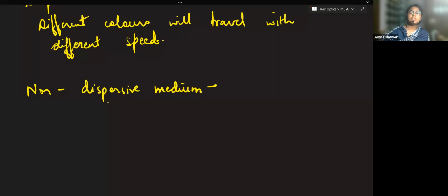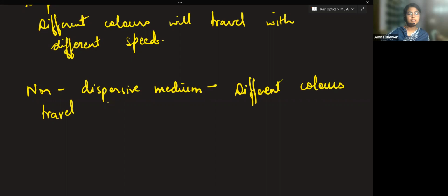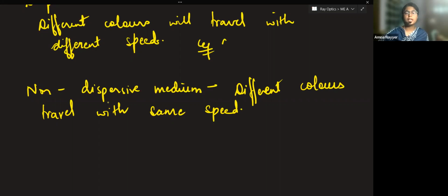So non-dispersive medium basically says that different colors travel with the same speed. Here you can take the example of glass. Here you can take the example of air.